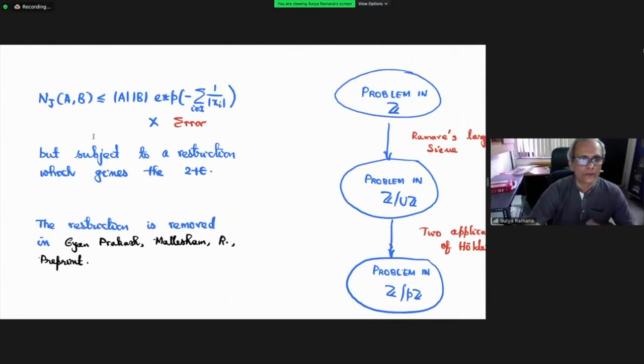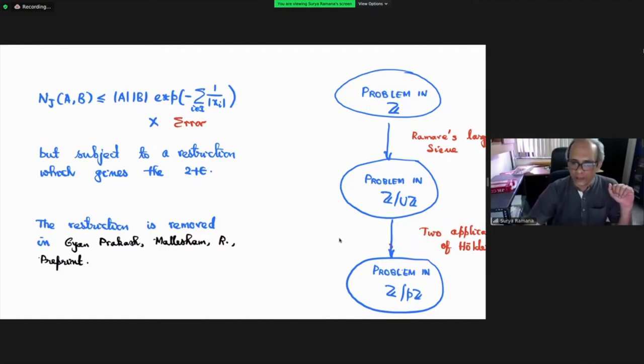Okay, so you have essentially this bound, and with this, you're done. Now, the thing is, originally with Olivier, we got an extra factor of 2, which we have removed with Malaysian and Gyan Prakash, so as to be able to recover Matamaki's result. But we are still in the process of refining the error terms, so that should be done shortly.